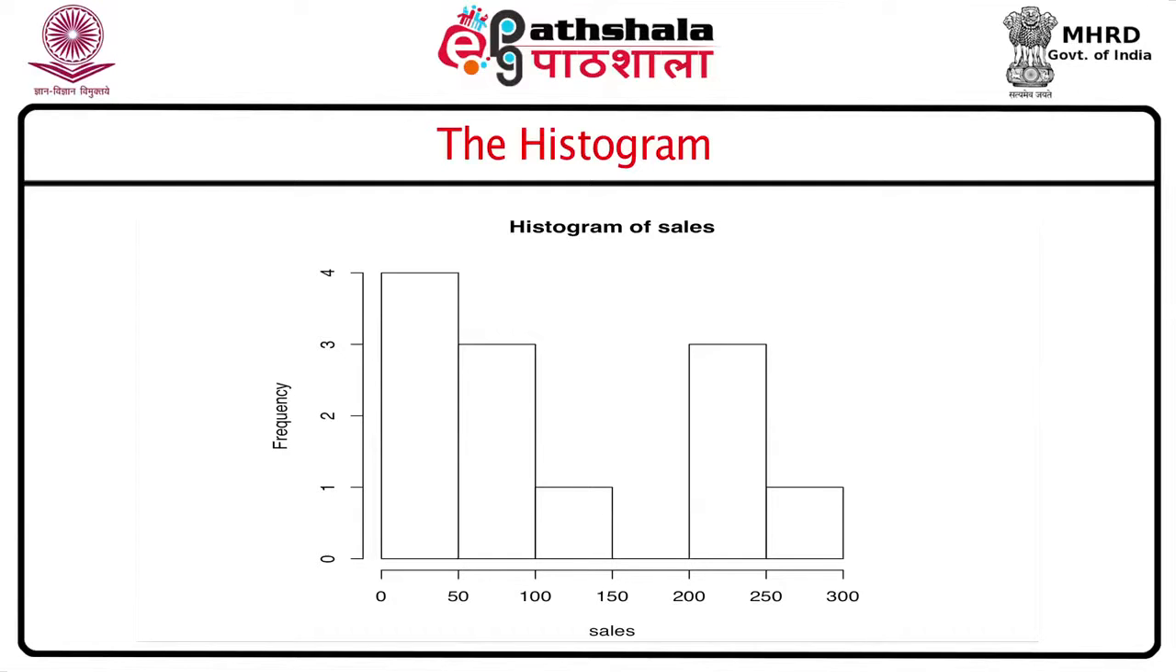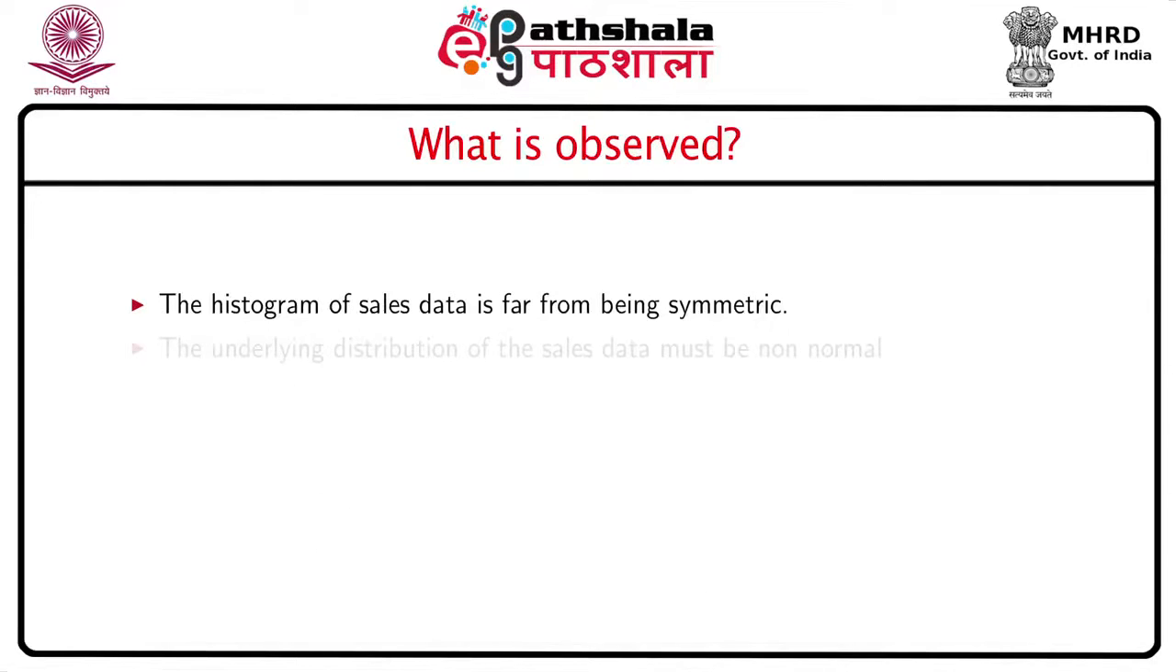So this data is far from normality, at least as far as the histogram is concerned. Naturally, the sales data, as shown by the histogram, is far from being symmetric. Therefore, the sales data cannot be suspected to have originated from a normal distribution.